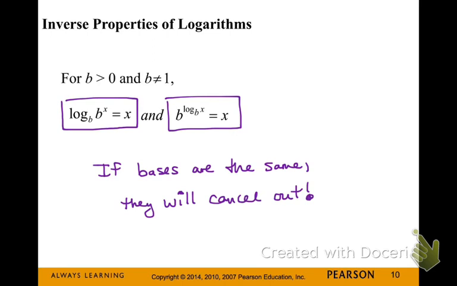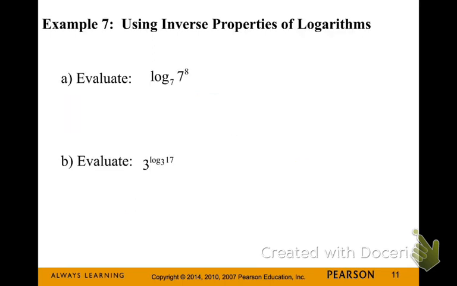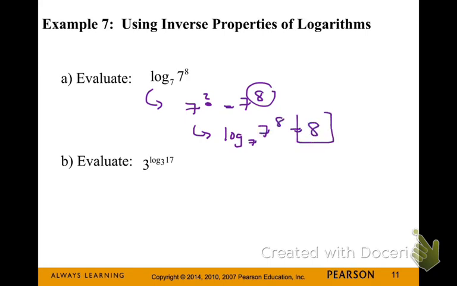So let's practice using these inverse properties. For example here, it says evaluate log base 7 of 7 to the 8th power. Notice we have the exponential inside the log. But since the bases are both 7, this is the same thing as saying 7 to what power is 7 to the 8th? Well, that's just going to be 8. So those like bases are just going to cancel each other out, leaving us with that value of 8.